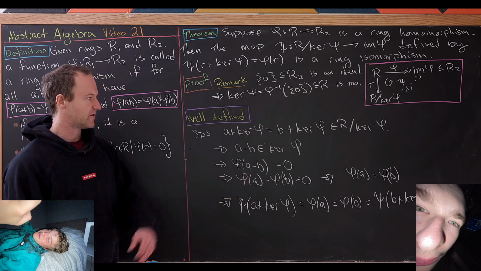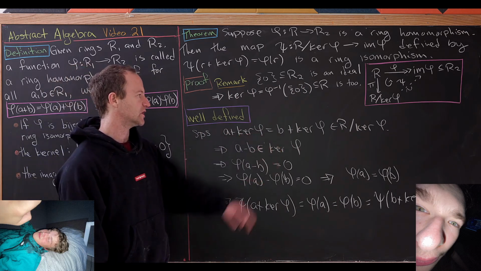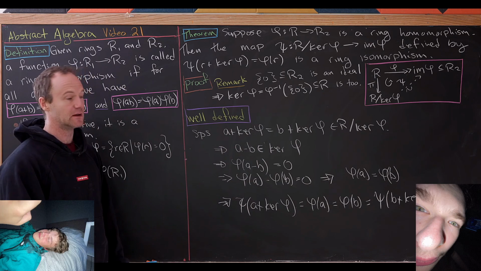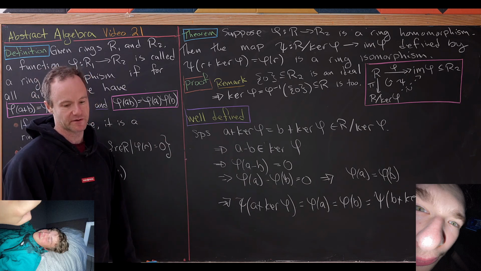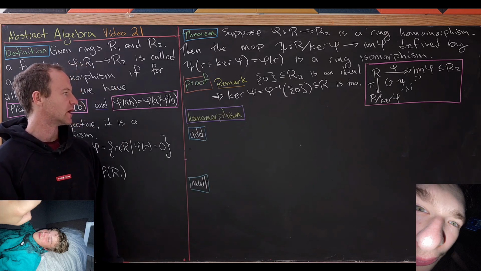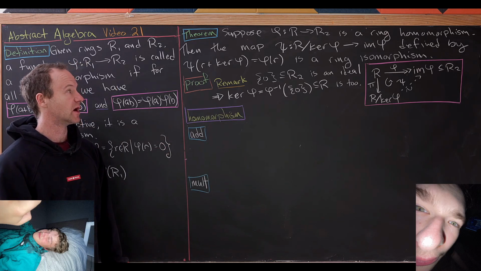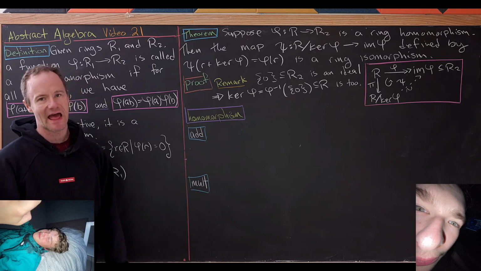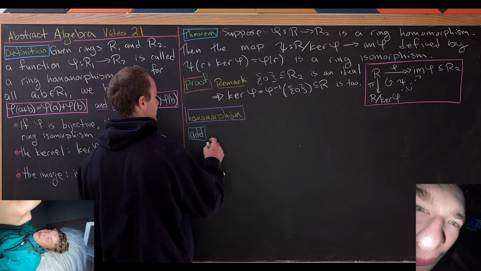So the output of the function did not depend on which version of the same element we inputted, making this well-defined. Okay. Now let's prove it's a homomorphism. Now that we've shown this map is well-defined, we'll show that it's a homomorphism of rings, which means we need that additive property as well as that multiplicative property.